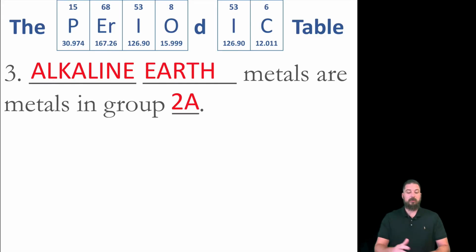Those alkaline earth metals are metals in group 2A. So they're metals in group 2A, and they're in the second column. And so the way that I kind of remember it is alkali has one word, alkaline earth has two words. So alkali is the first column, alkaline earth is the second.